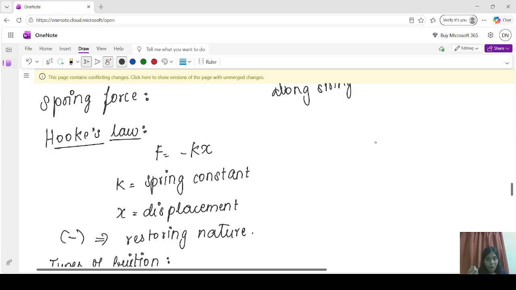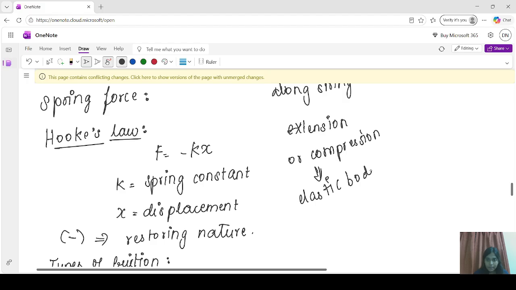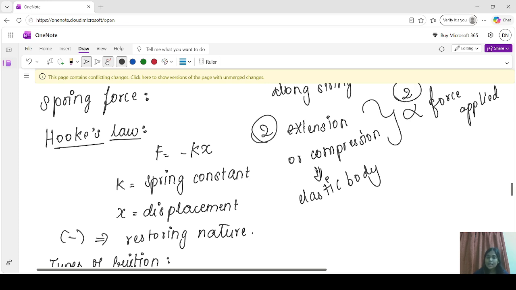In this particular topic, there is a law called Hooke's law. Hooke's law explains that if an extension or compression has acted on an elastic body, this will be directly proportional to the force applied. And what does that mean? If the compression or the extension is double, the force will also be double. If the extension or compression is triple, the force will also be triple.